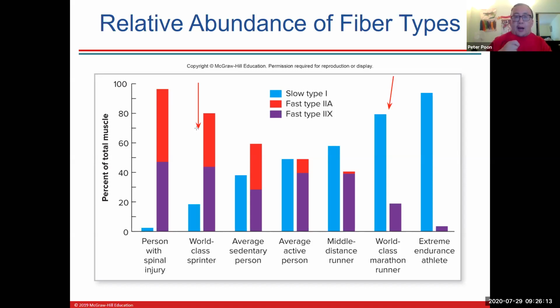For distance runners, you need things that are slow twitch. Different sports will have different muscle fibers. People are naturally born with a different combination of muscle fibers, so different people are good at different sports.